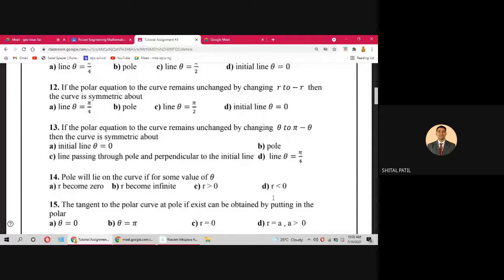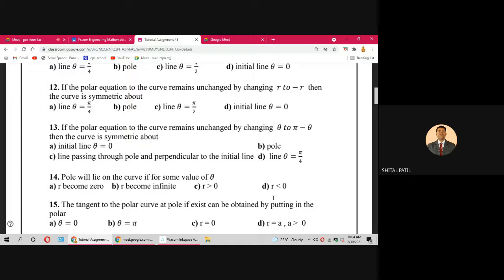If the polar equation to the curve remains unchanged when r is replaced by minus r, the curve is symmetric about the pole. Okay. Then question number 13. If the polar equation of the curve remains unchanged when theta is replaced by pi minus theta, so pi minus theta is there, it is the symmetry about half of the angle.